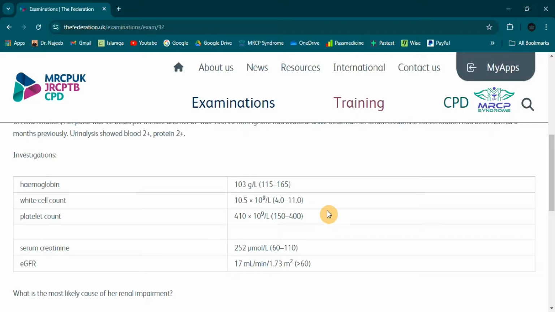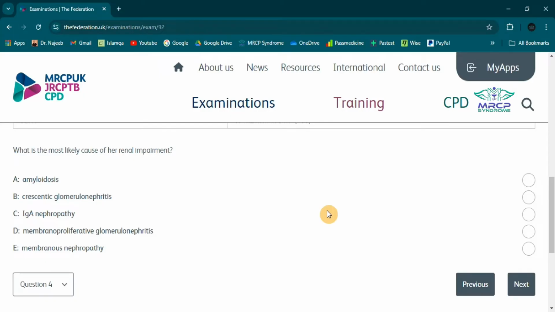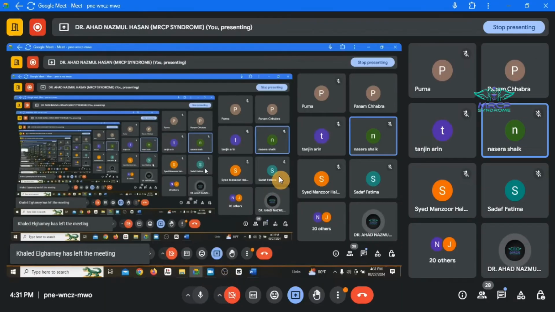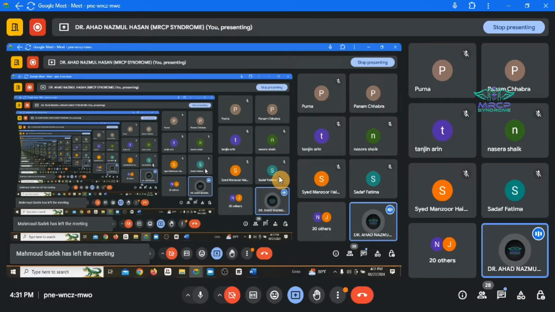So given the clinical presentation and laboratory findings, what is the most likely cause of our renal impairment? Crescentic. Yes, this is crescentic GN. So what are the differential diagnoses of crescentic glomerulonephritis? Wegener's granulomatosis, also known as GPA. And the third one? MPA. Whether this is crescentic GN, RPGN, or renopulmonary syndrome, all three conditions are classically associated with three differential diagnoses.